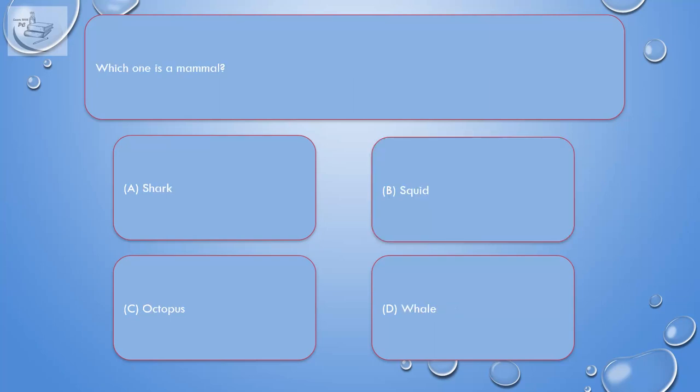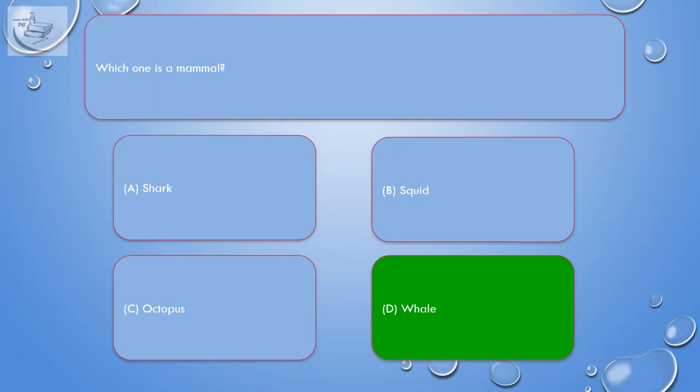Question: Which one is a mammal? A. Shark, B. Squid, C. Octopus, D. Whale. Correct answer is D. Whale.